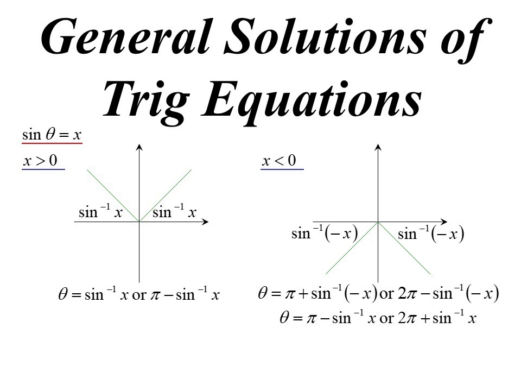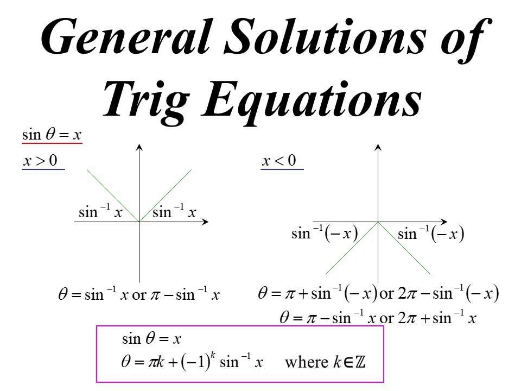So to generalize this, if I've got sine theta equals x, that's what I want to solve, then theta will be pi k, because it's happening every pi. I've got 0 here, then pi, the next one was 2 pi, so that's cycling every multiple of pi, but then it's plus or minus the inverse sine of x. And that's why I put in this minus 1 to the power of k, because that will control whether it's a plus or a minus. If k ends up being an odd number, it's minus. If k ends up being an even number, it's plus.